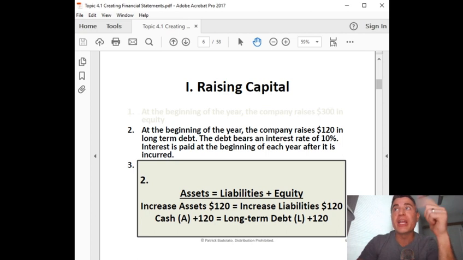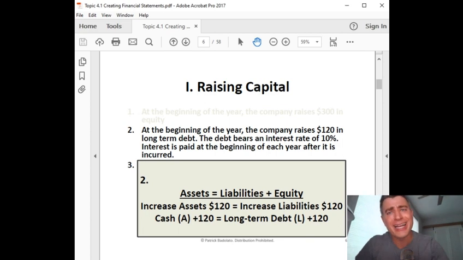So what do we have here? Beginning of the year, we raise $120 in long-term debt. It bears an interest rate of 10%. Just keeping my numbers easy. Don't put too much in my 10%, except that's a nice one for me to multiply. Increase assets, so we're going to have the same equation. Increase assets, 120, and increase liabilities.